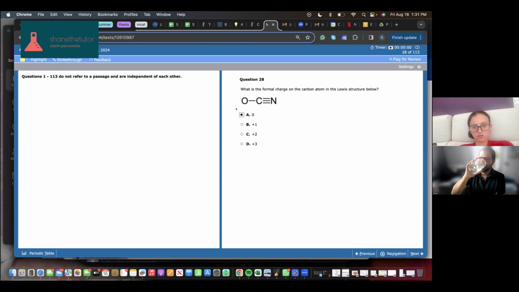Oxygen only has 1 bond, so it has 3 pairs of valence electrons. So the formal charge on the oxygen would be +1, because it'll lose one. And then +1 -1 cancels out and it's 0. For the entire structure, yeah. And then you do it for the nitrogen too. So A is correct.